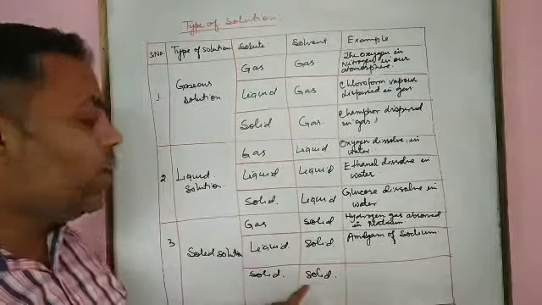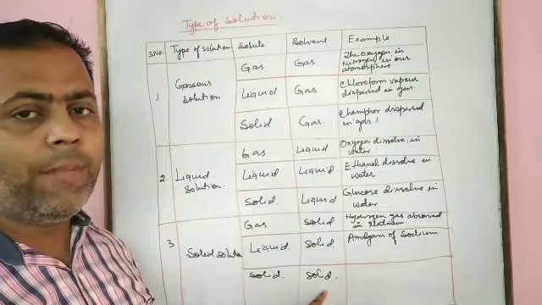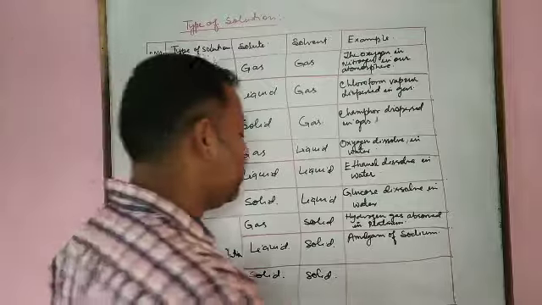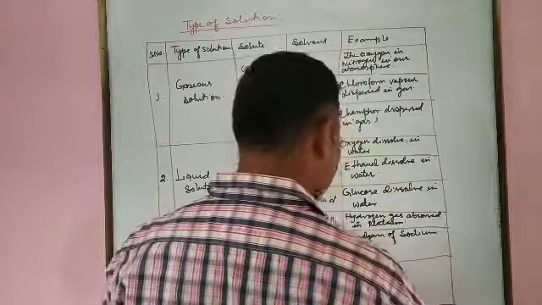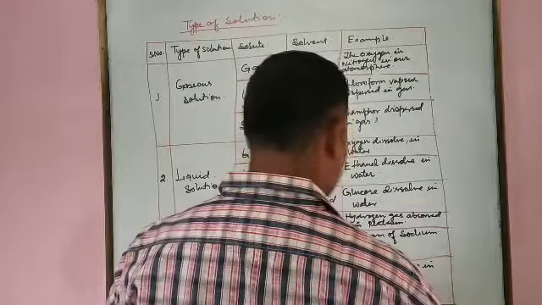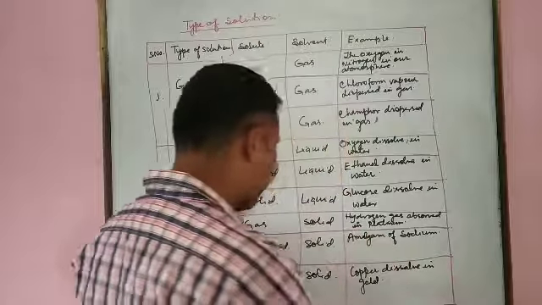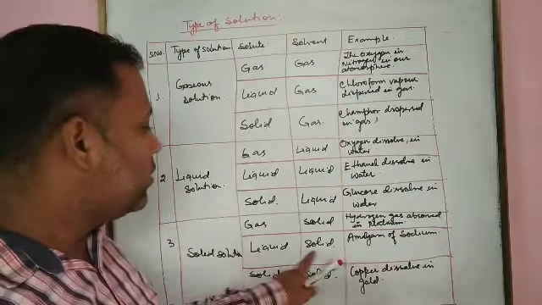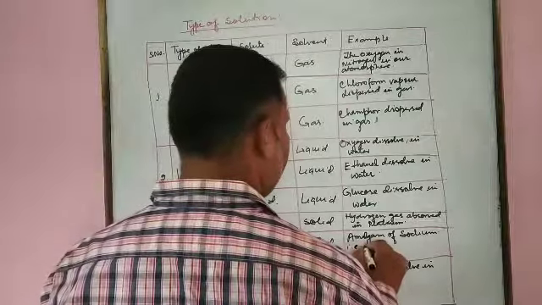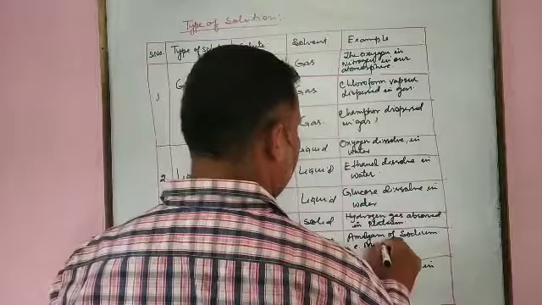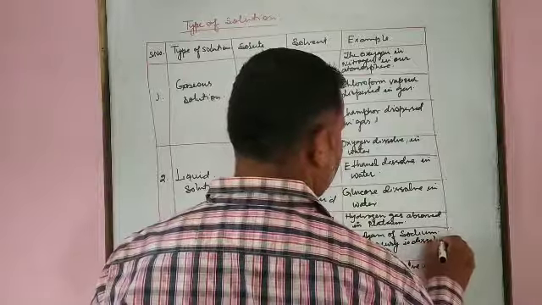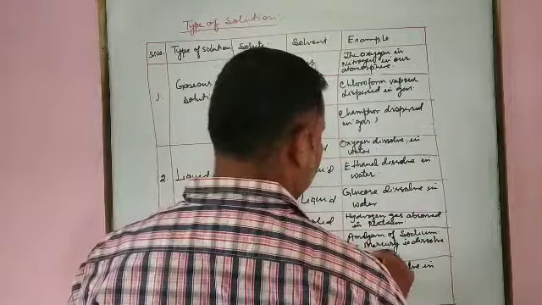To the next, solid in solid, we have the example that is copper dissolved in gold. Copper dissolved in gold is an example of solid in solid. Liquid in solid, amalgam of sodium, that is mercury is dissolved in sodium.